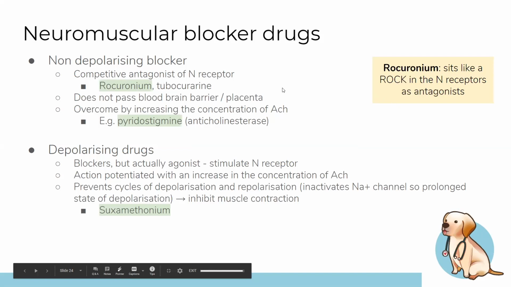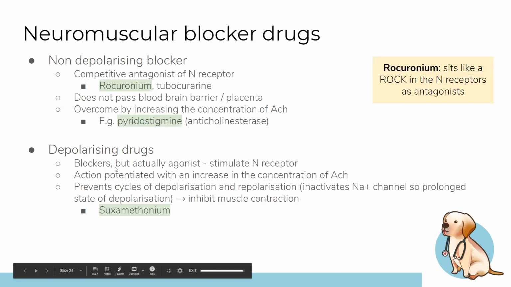These drugs do not cross the blood-brain barrier or the placenta. You can overcome the action of these drugs, so oppose the action, by increasing the concentration of acetylcholine. For example, if you give pyridostigmine, that's an example of an anticholinesterase that would go against the actions of these non-depolarizing blockers.